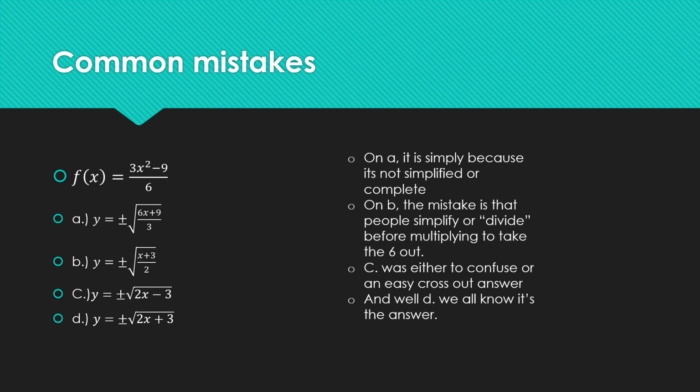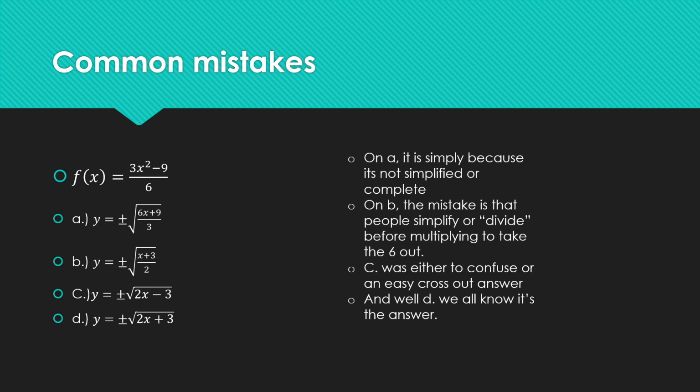And then on B, the mistake that people make is they divide before multiplying to take the 6 out. So you end up with plus or minus the square root of x plus 3 over 2, and that's not right. And y equals plus or minus the square root of 2x minus 3 is just either to confuse you or just an easy cross out answer. And D, well, that's the answer, obviously.